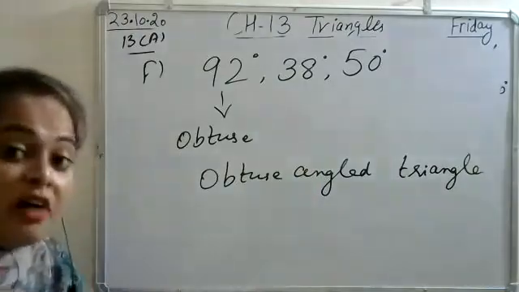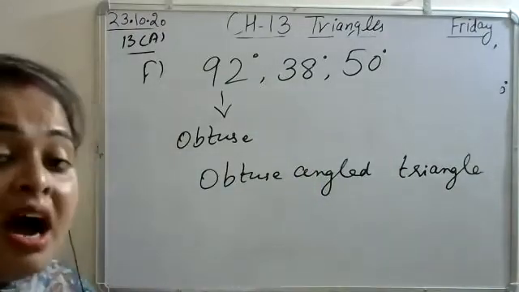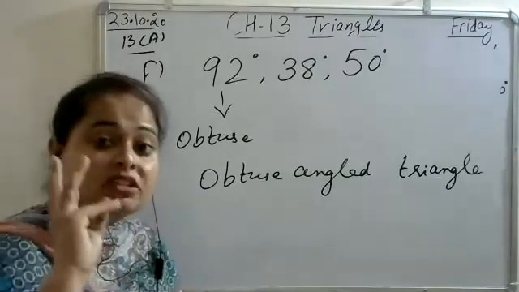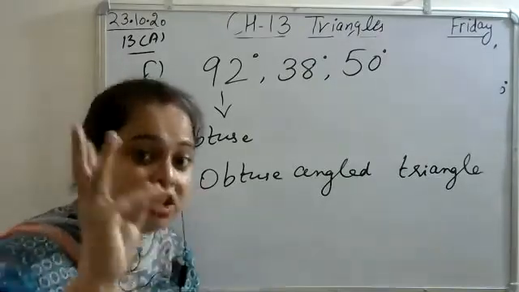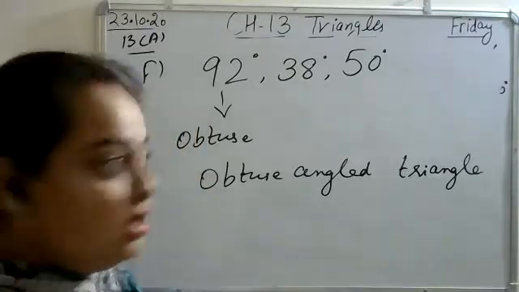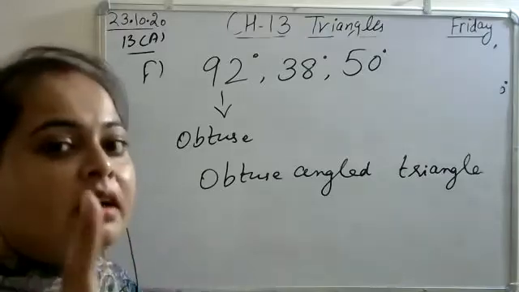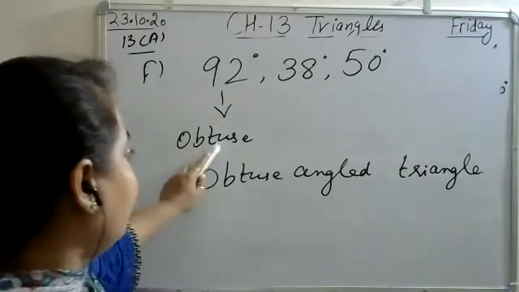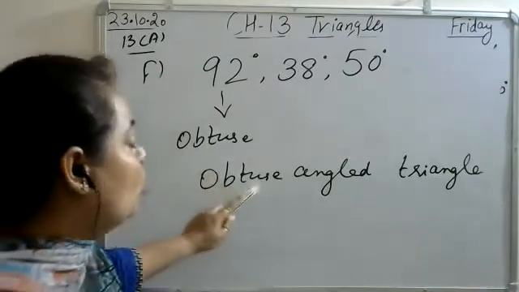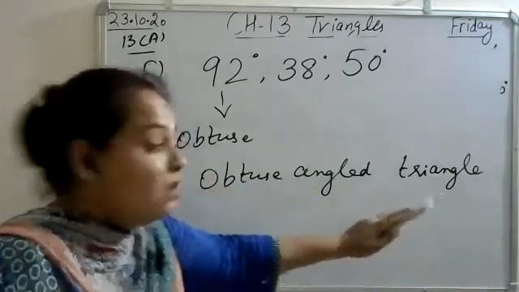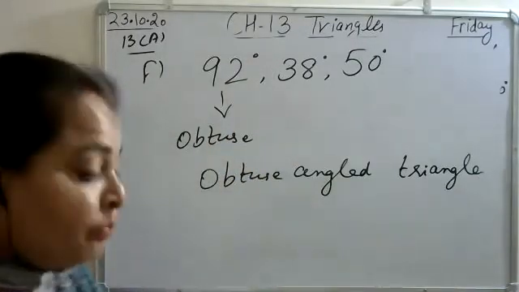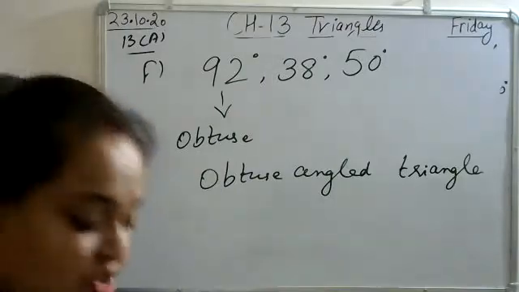So observe each and every part very, very carefully. If all the three angles are acute, then the name is acute angled. But अगर आपको single angle भी obtuse दिख रहा है, then the name is not acute, then the name is obtuse angled triangle. So this is the way to answer all the questions. So mainly we have classification.